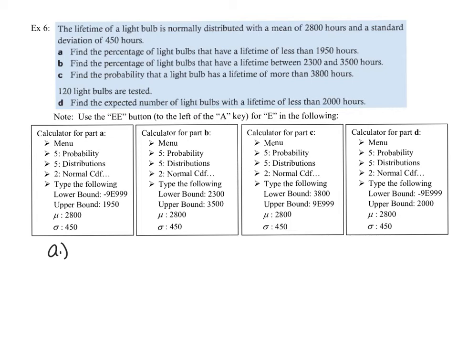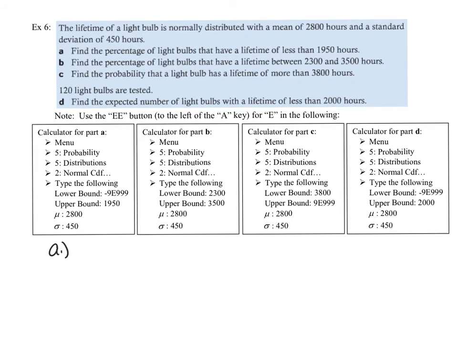So the first thing you'll do is hit the menu button, then choose number 5 for probability. We're doing probability this time. And then choose number 5 for distributions. And then choose number 2. Now this is the Inspire's way of saying a normal distribution. So it says normal CDF. That means normal distribution. So when you do that, you'll have a screen that's going to ask you for some entries. So all you have to do is enter what it's asking for.